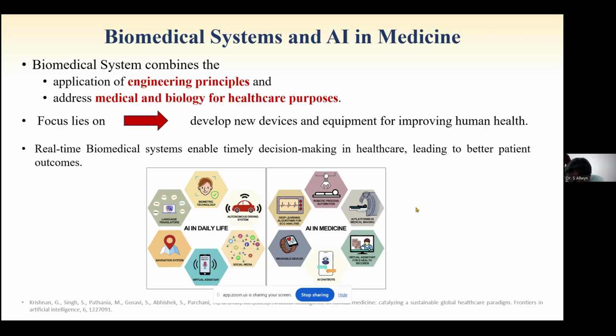Moreover, in healthcare also, wearable devices track our health activity. There are a lot of apps developed for tracking, and we use the navigation system, language translation, and virtual assistants which are available, like Siri and Alexa.